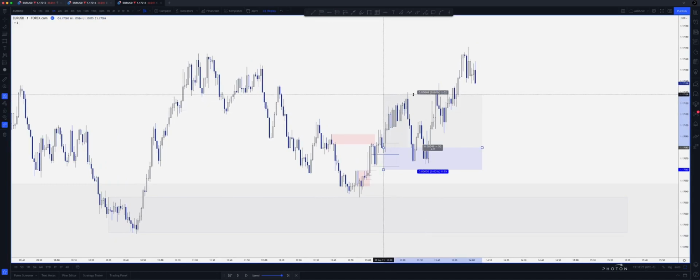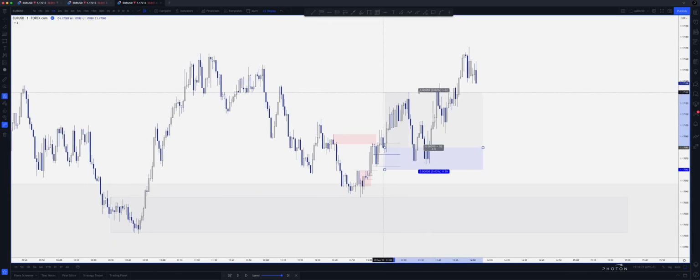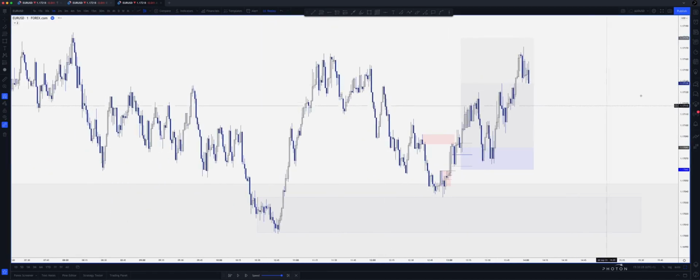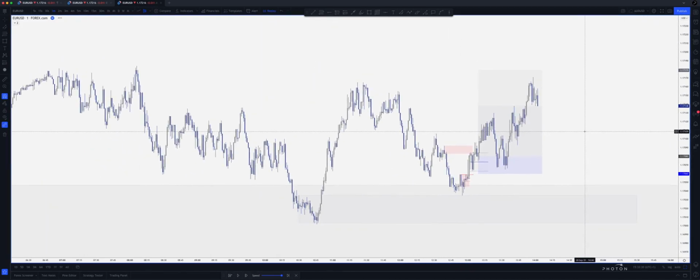Again, we'll talk about management in a bit, but you'll see in the next lesson that running at 2.5, you definitely wouldn't really want to move that to break even at that point. You'd want to let it run a little bit more. But yeah, we'll talk about management in the next lesson, and then you'd be in that trade.